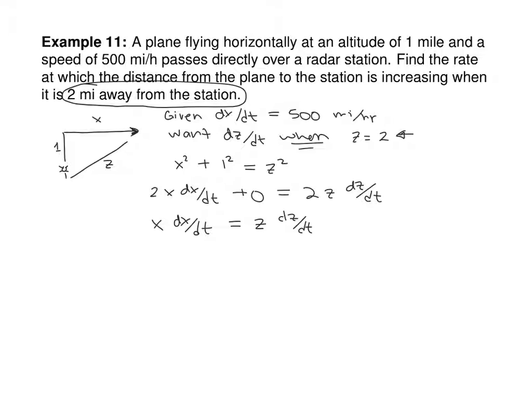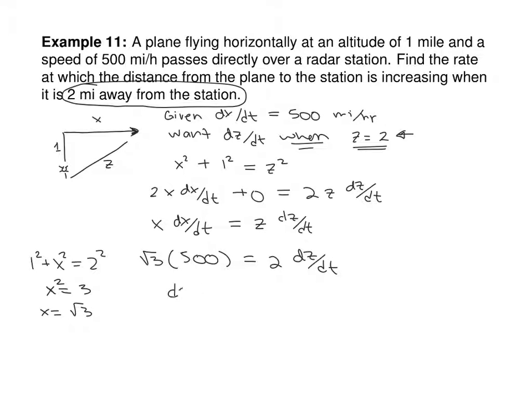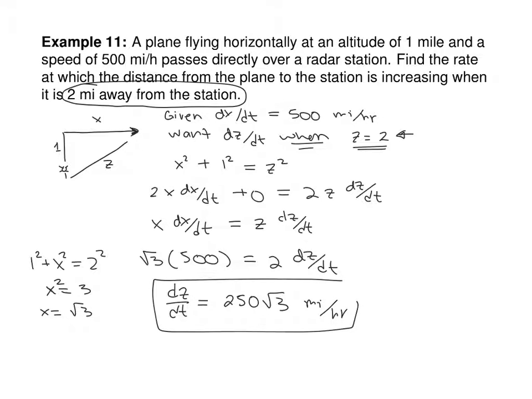Oh, and I guess we don't know x. So we know z is 2. So 1 squared plus x squared equals 2 squared. So x squared is 3, x is root 3. So root 3 times 500 equals 2 dz/dt. And therefore dz/dt is 250 root 3 miles per hour, yep. You could say mph, it just means the same thing.